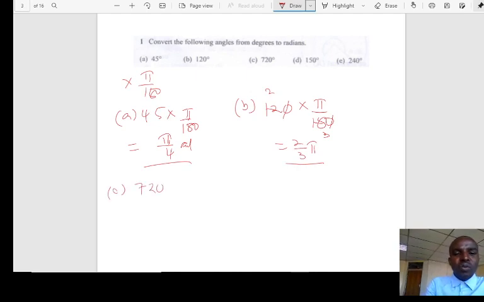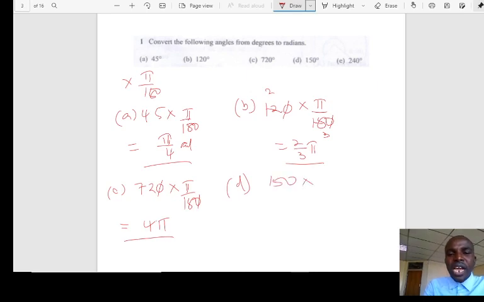Part C, 720. It will be 720 times pi over 180, like this. Then you simplify 0, 0. 18 into 72 is actually 4. So it will be 4 pi radians. Done.